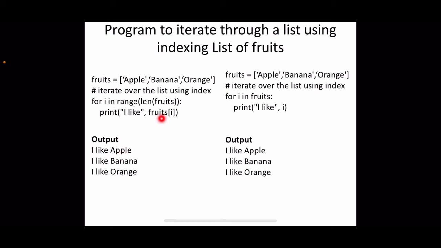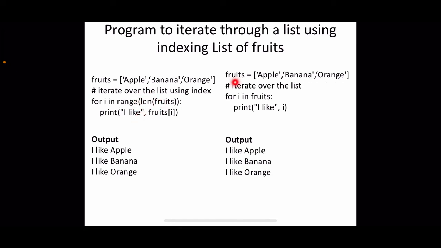fruits[0] means the first item in the fruit list. Then in the second iteration, i will be assigned the second value in the range function, that is 1. So if you are printing this, fruits[1], that is the second item in this fruits list, that will be banana. And the third time orange will be displayed. So using indexing and length of a sequence in the range function, we can print it.